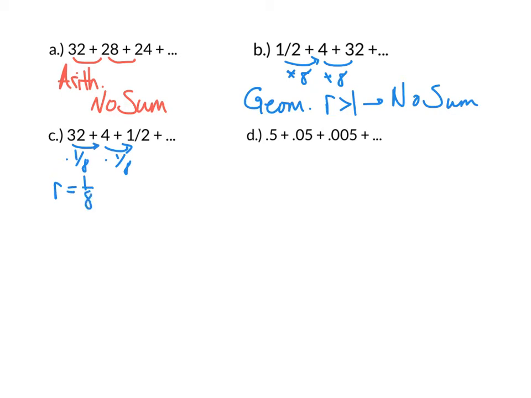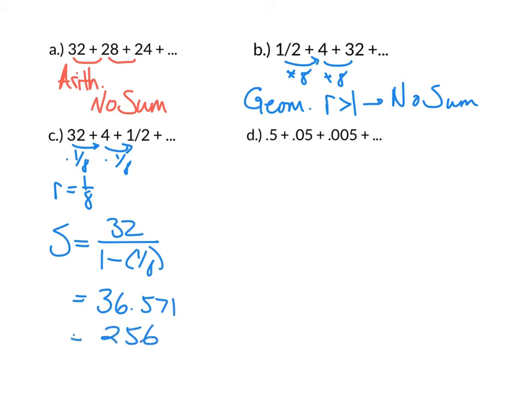Since we do have a geometric series with a common ratio that's less than 1, there is going to be this infinite sum. And our formula tells us to find that sum, we're going to take the first term, 32, and divide it by 1 minus the common ratio, 1/8. Again, be very careful how you enter this into your calculator, and you should get 36.571. The exact value is going to be 256 over 7.